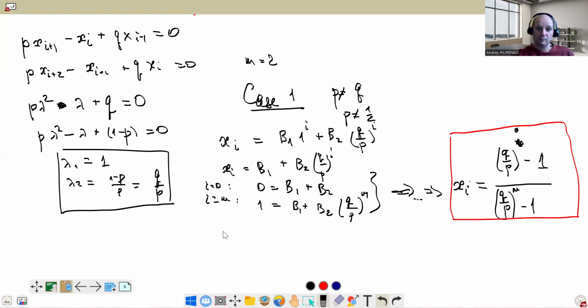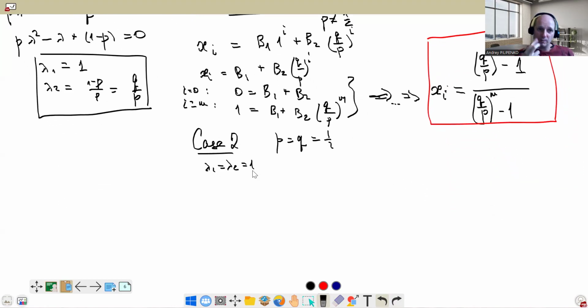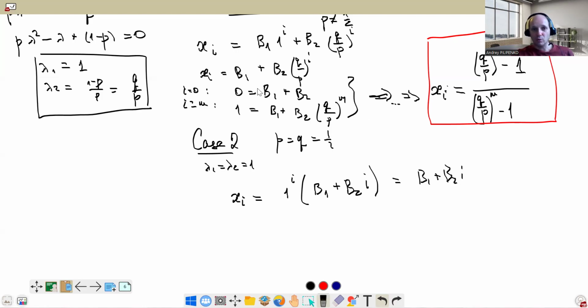And case 2, if p is q is 1/2, then lambda 1 is lambda 2 is 1. So you have a root of multiplicity 2. So x_i should be 1 to the power i times a polynomial of degree 1, so 2 minus 1: b1 plus b2 i. We have to find b1 and b2 from boundary conditions. So 0 is b1 plus b2 times 0, and 1 is b1 plus b2 times m.